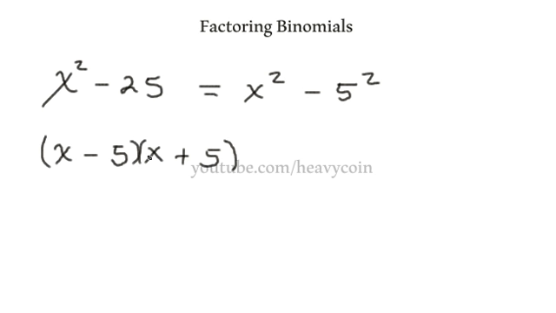In other words, x times x is x squared, x times 5 is 5x, then minus 5x. Well, obviously those two are going to cancel out. If you have a 5x minus a 5x, that's going to cancel out. Then you have a negative 5 times a positive 5 gives us a negative 25. Okay, so this has been factored.